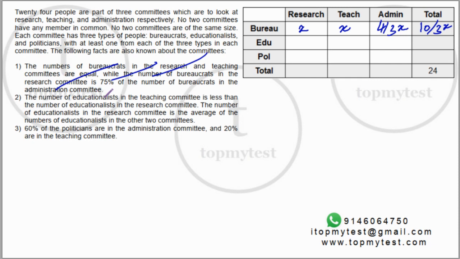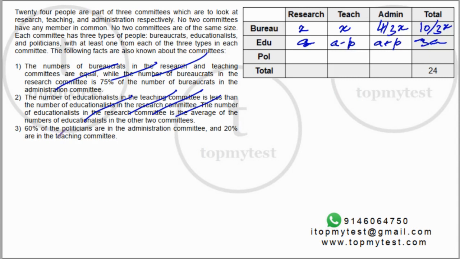Next one says the number of educationists in research committee is less than the number of educationists in teaching, and the number of educationists in research committee is the average of the educationists in the other two committees. So research is the average of these two, which means if this part is A, this part should be 3A. So if this is A minus P, this will be A plus P. This will be an arithmetic progression in this order: teaching, research, admin. So this part is taken care of.